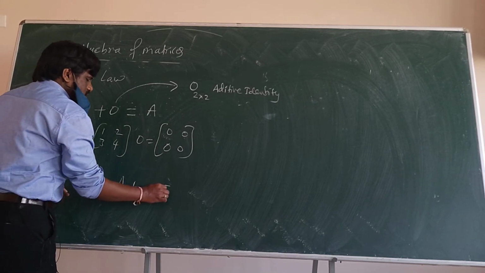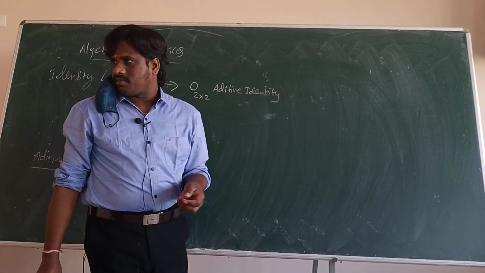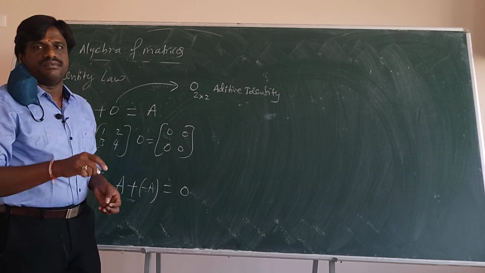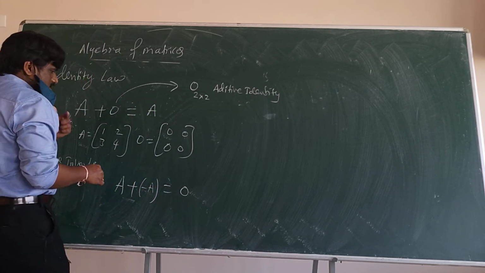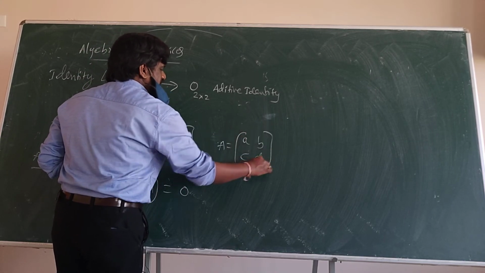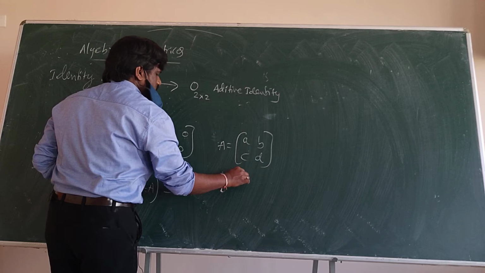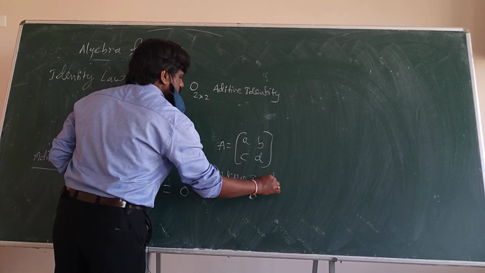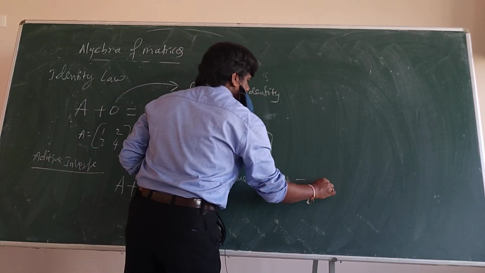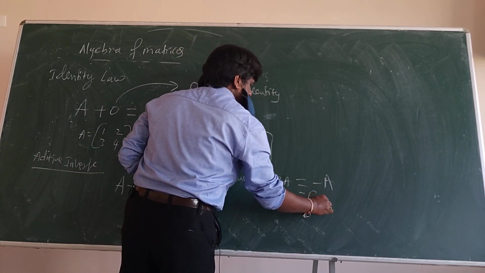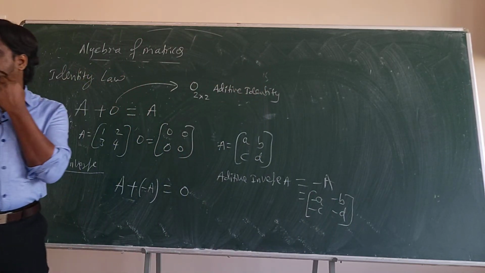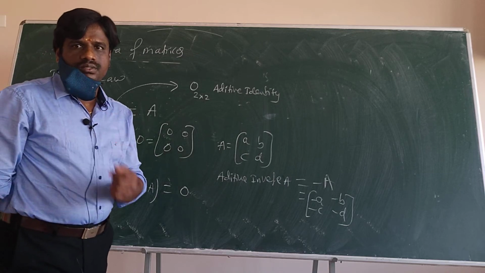What you add, you get 0. Minus A. So this minus A is called additive inverse. Suppose if A is equal to A, B, C, D, what is the additive inverse of A? Additive inverse of A is minus A, that is minus A, minus B, minus C, minus D. Clear? Right? Good.